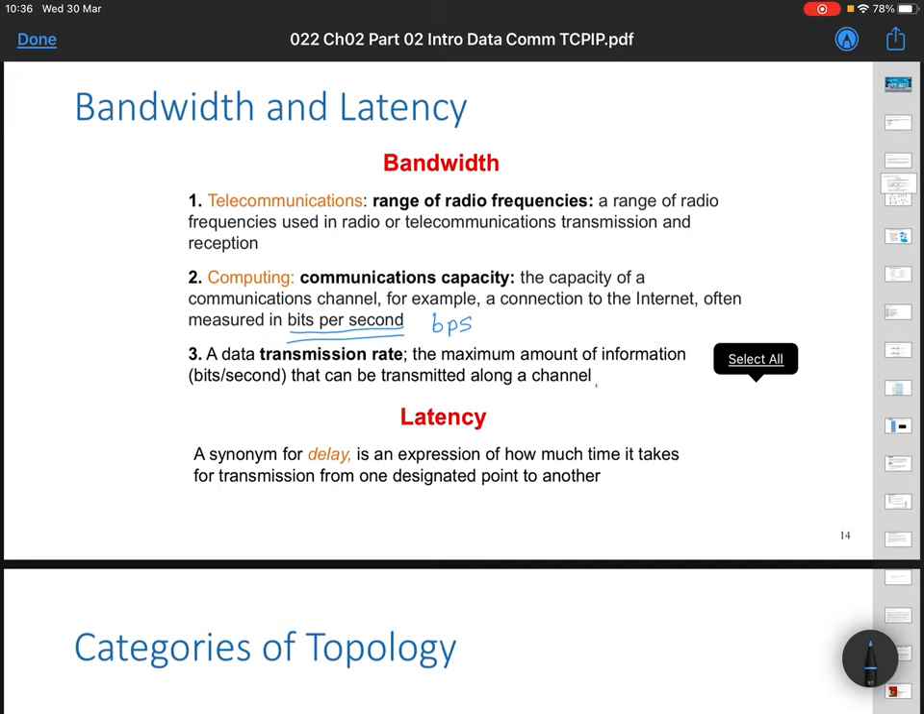Latency is synonymous with delay, meaning the same thing. It is an expression of how much time it takes for transmission from one designated point to another, from the transmitter to the receiver.